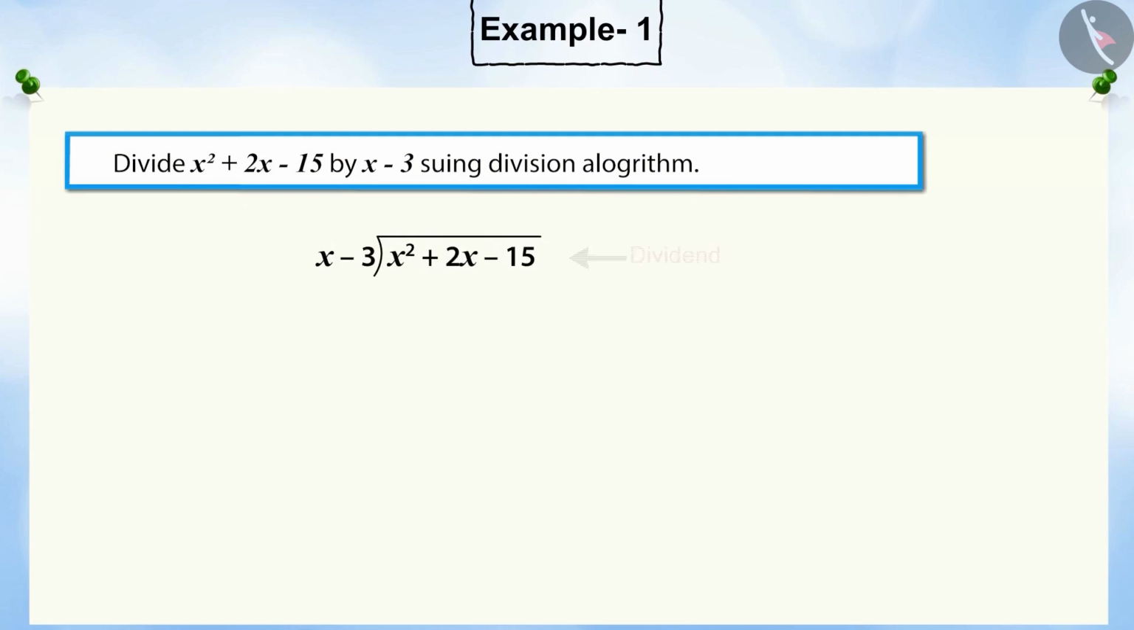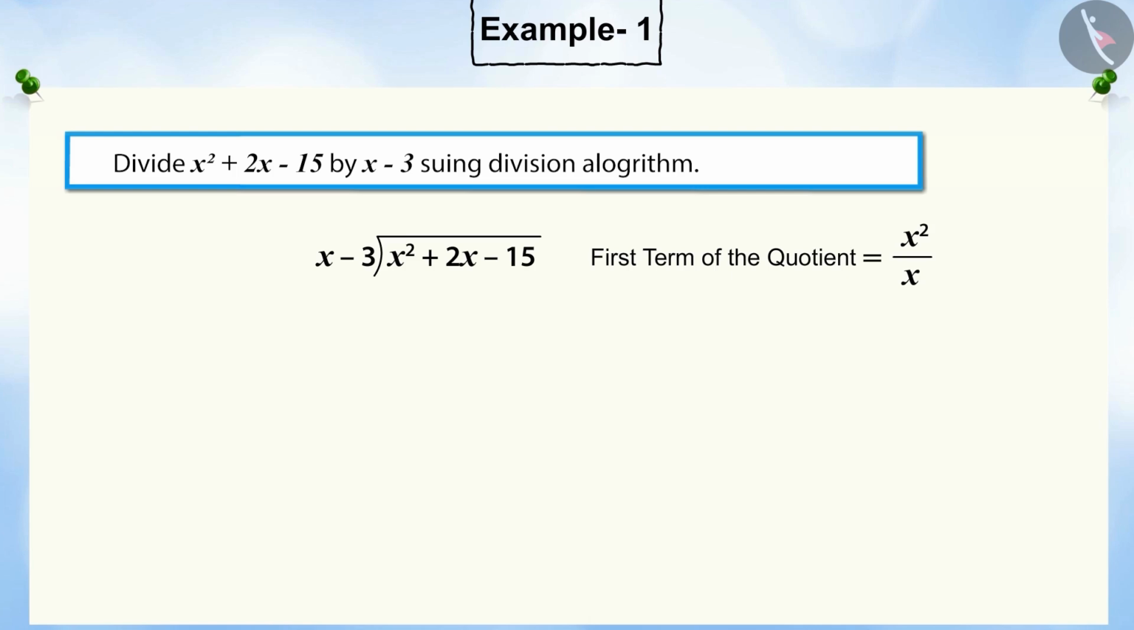In this question, x square plus 2x minus 15 is the dividend and x minus 3 is the divisor. In the previous video, we saw that to get the first term of the quotient, we divide the term with the highest power of the dividend, that is, x squared, by the highest power of the divisor, that is, x.